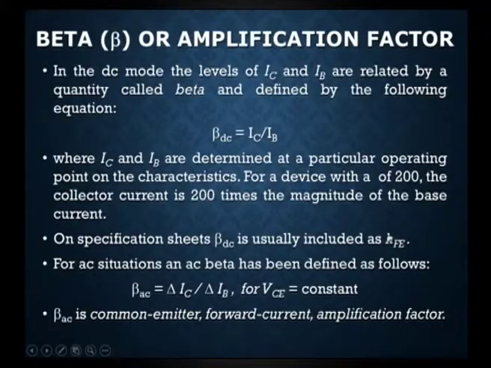On specification sheets, beta DC is usually included as HFE, a hybrid parameter that we will discuss in later sections. Remember that in a data sheet, beta DC is represented as HFE. For AC, beta AC is equal to delta IC divided by delta IB, for VCE constant, where VCE has to be kept constant. Beta AC is also called the common emitter forward current amplification factor.